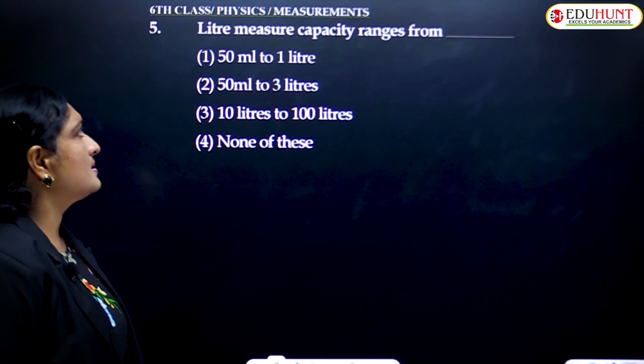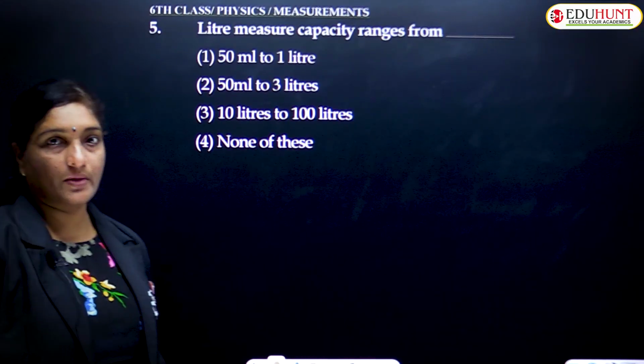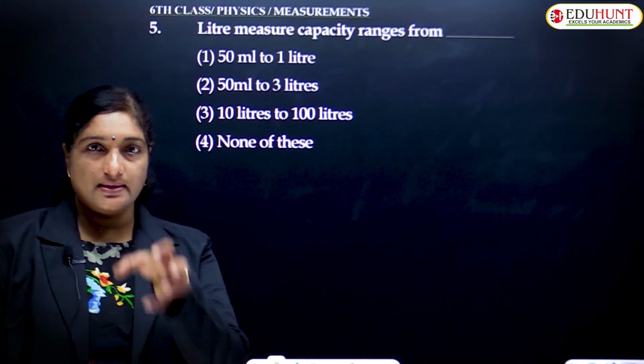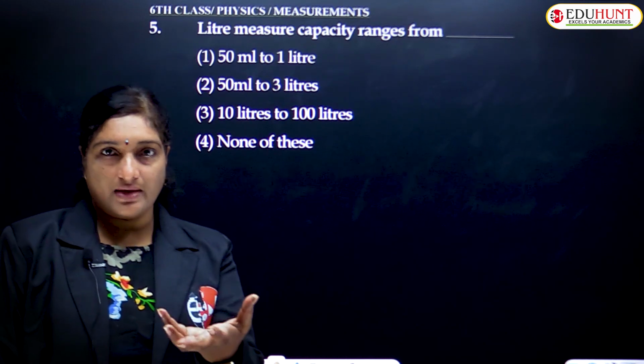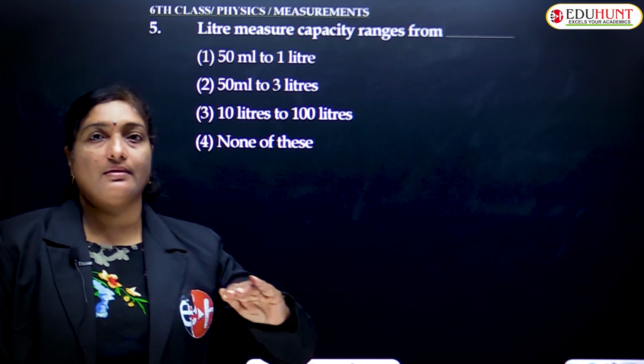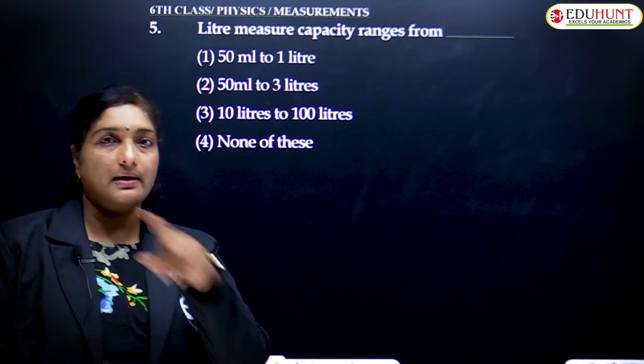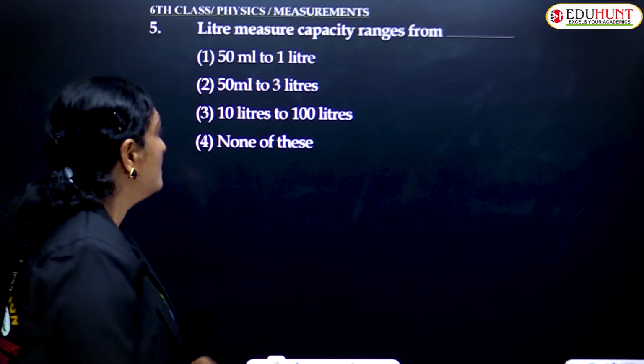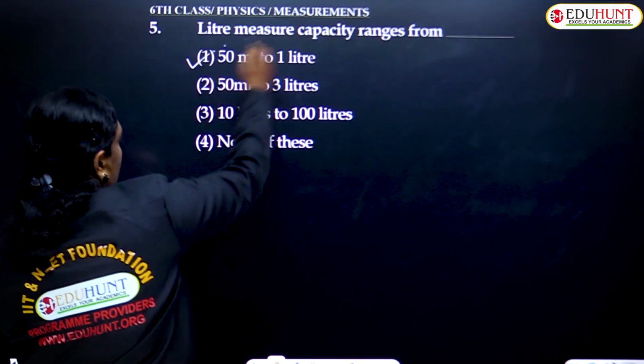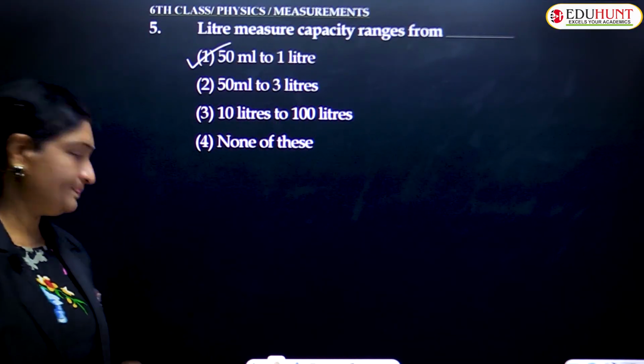Next, a litre measures capacity. In order to measure the litre, there is a range I have mentioned. The basic range is 50 ml and it goes up to 1 litre. So, 50 ml to 1 litre, and hence your option is 1.